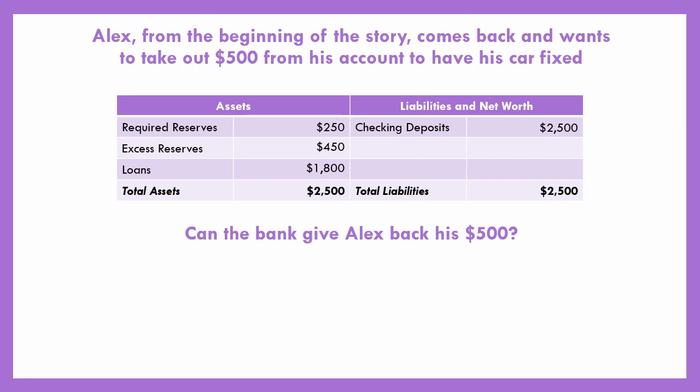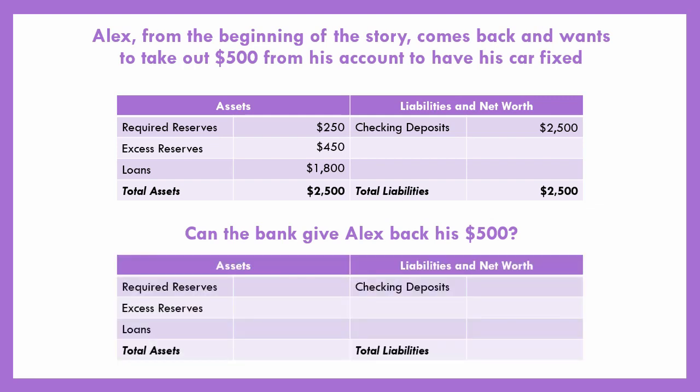No. Well, if we look at it a little more carefully, if we just look at that at face value and we say we only have $450, we can't give him back his $500. We have to understand that there's a couple different moving parts that happen as Alex comes back to ask for his $500. What we end up seeing is that whenever we set up our new balance sheet, the checking deposits that was $2,500 before is now only going to be $2,000. Well, why is it only $2,000?